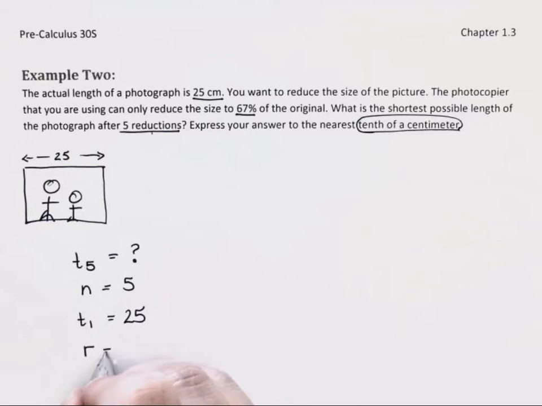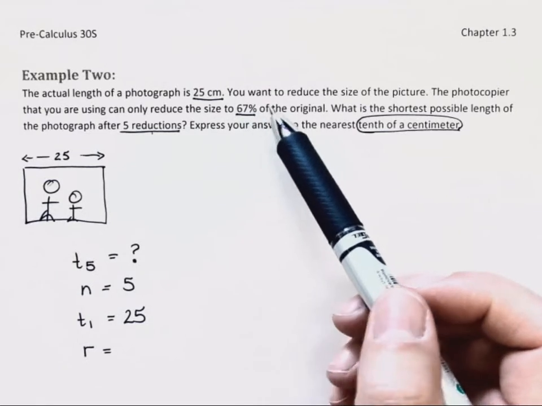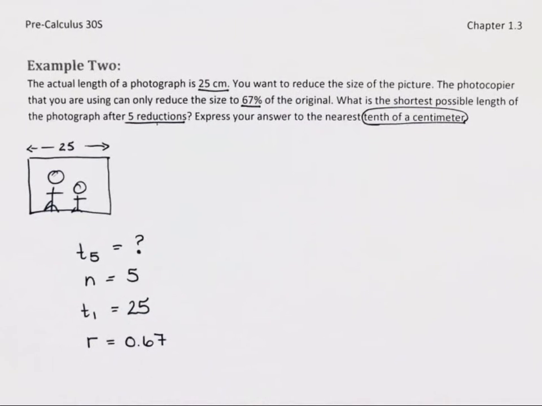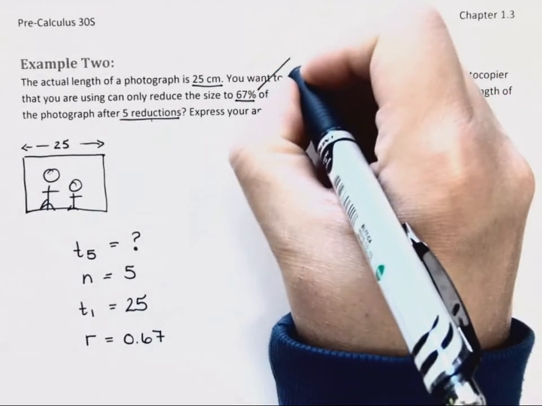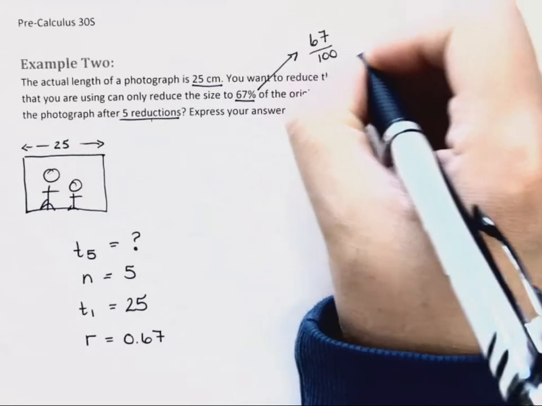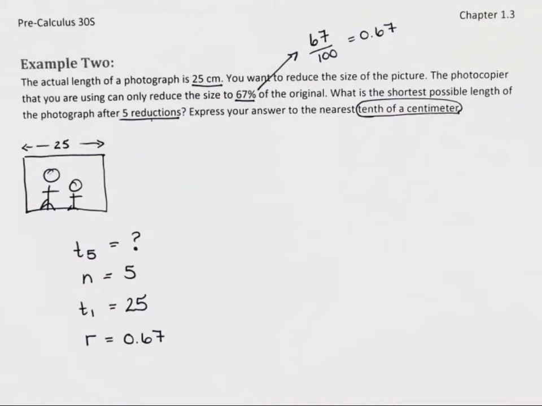The common ratio, what are we reducing it by? Now it doesn't say, but this tells me 67% of the original, so really every time I reduce it, it goes down by 0.67. All I did was convert a percent to a decimal. You get 67 divided by 100. And most of us can do that in our head, right? The nice thing about percents is we know what they're out of. 100% is a perfect score.